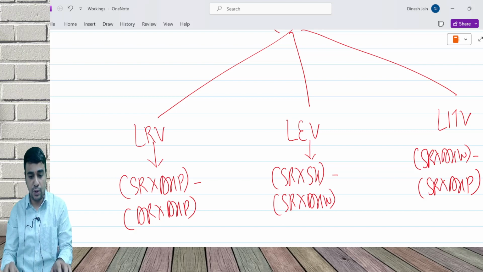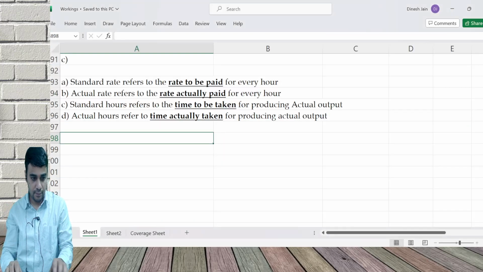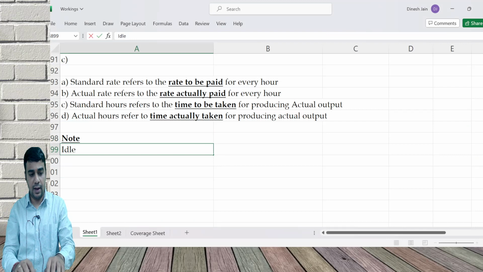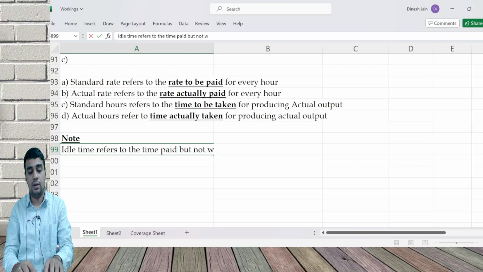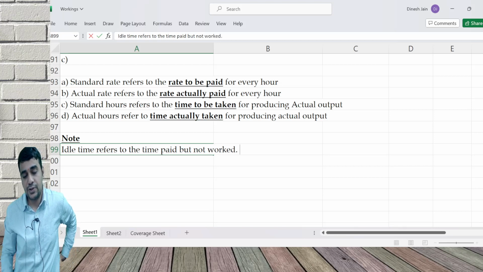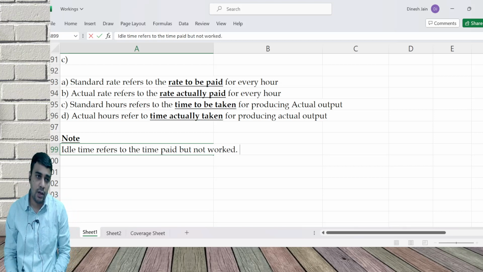Okay, below this note: idle time refers to the time paid but not worked.